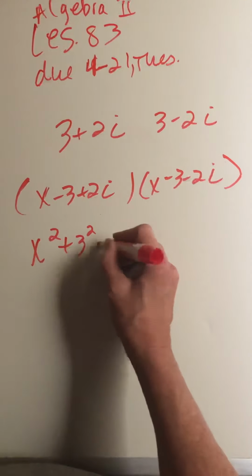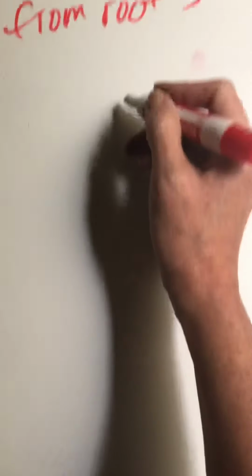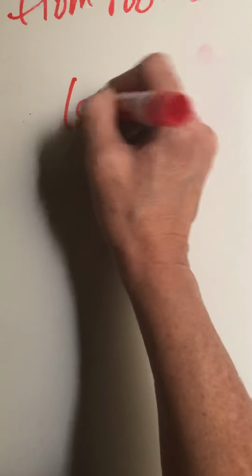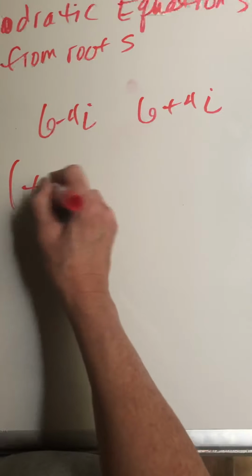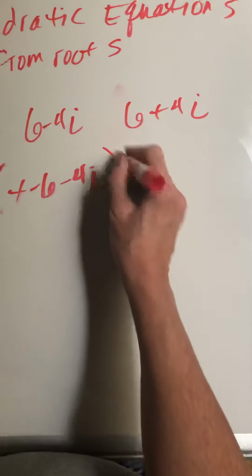Now I want to do at least 2 more of those just to show that shortcut again. Okay, so let's see. 6 minus 4i and 6 plus 4i. 6 minus 4i, 6 plus 4i. So again, I want you to put it in parentheses.